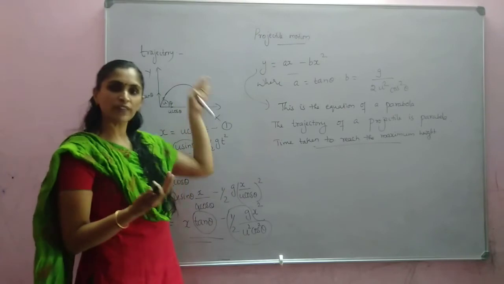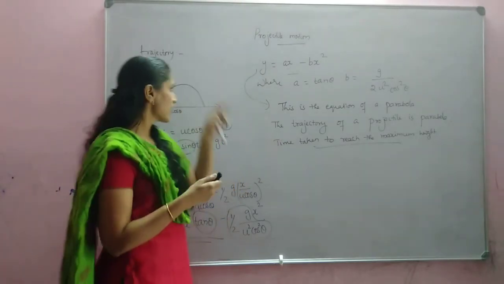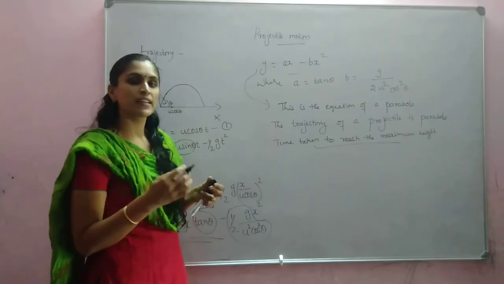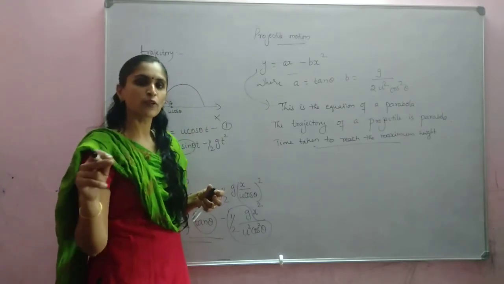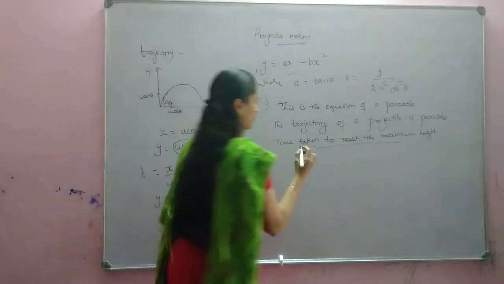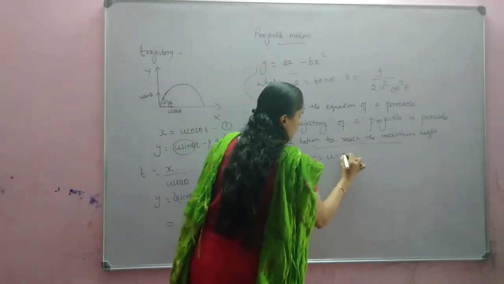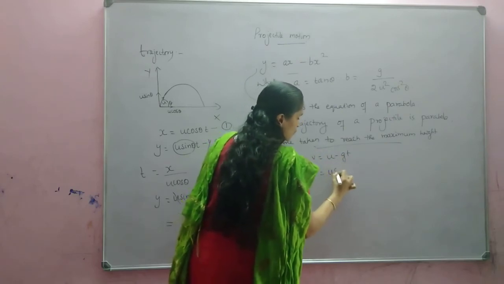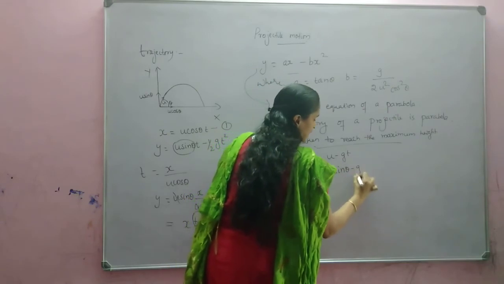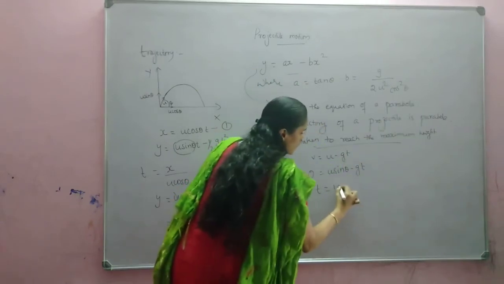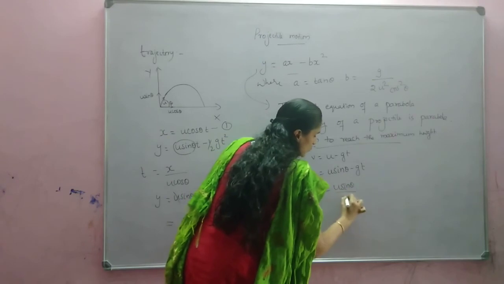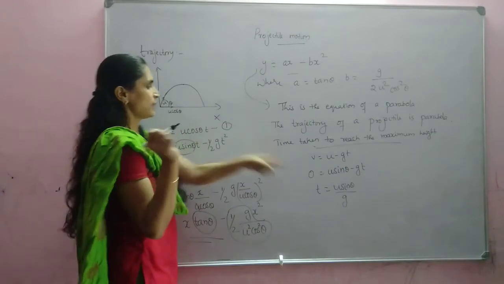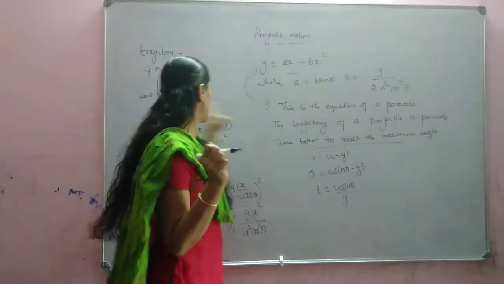As it moves up, its y component of velocity gradually decreases. When it reaches the maximum height, its y component of velocity becomes 0. So from the equation v = u - gt, here v is 0, and instead of u we write u sin theta, so 0 = u sin theta - gt, or t = u sin theta by g. So this is the time taken to reach the maximum height.